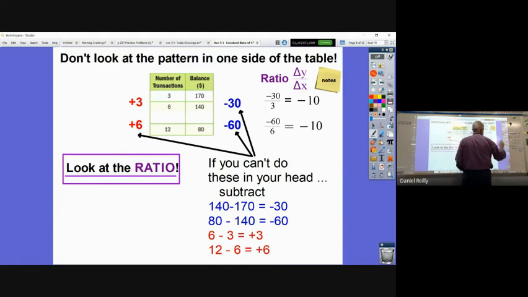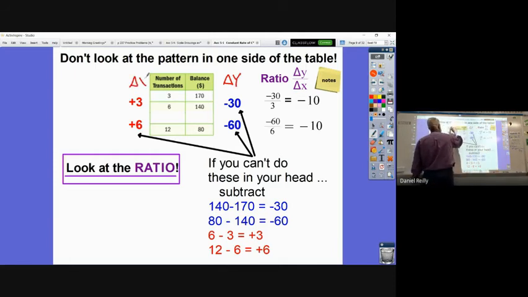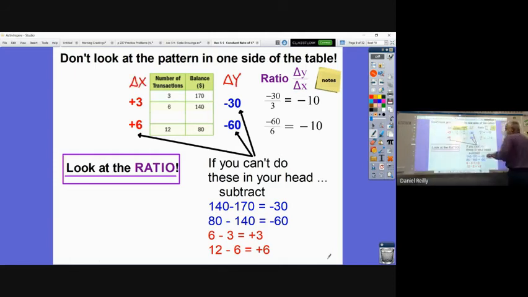I'm literally so confused right now. Oh, I understand. The change in y divided by the change in x is what has to be the same. That ratio of the change in y divided by the change in x, that is the rate of change. If that ratio is constant, that relationship has a constant rate of change and it is linear, which means that its graph would be a straight line.